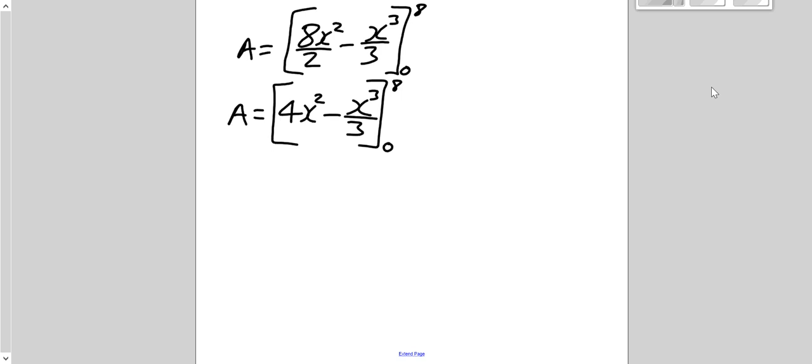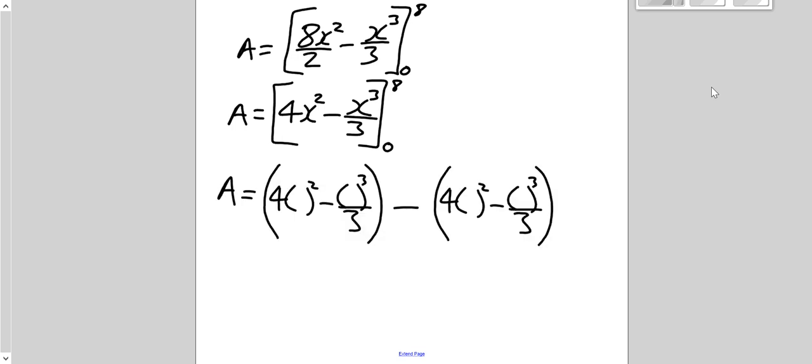So now I'm going to copy and paste that. See that 4x squared, take away the x cubed over 3. I'm going to copy and paste that twice. I'm going to get rid of x. That's what I've done there. So hopefully you can see whatever was in the line above in the rectangular brackets, I've duplicated that, and you're always taking away. Always, always, always.